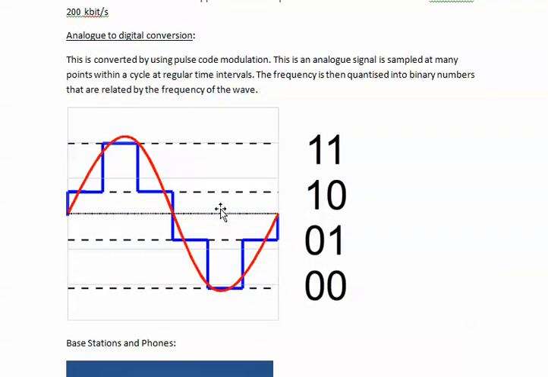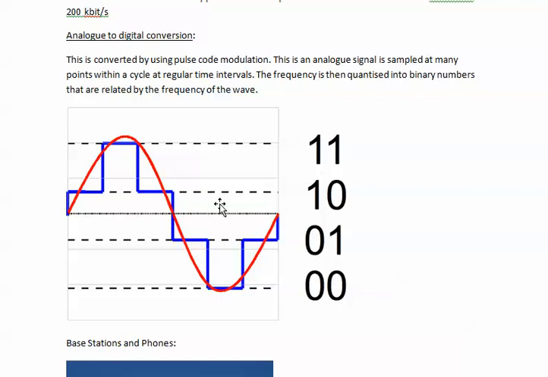There was also a thing here about analog to digital conversion. Analog is what we mostly used back in the olden days, but now we want digital because it's easier to use. This is converted from analog to digital by using PCM, which is pulse code modulation. This works by taking the analog signal and sampling it at regular time intervals.